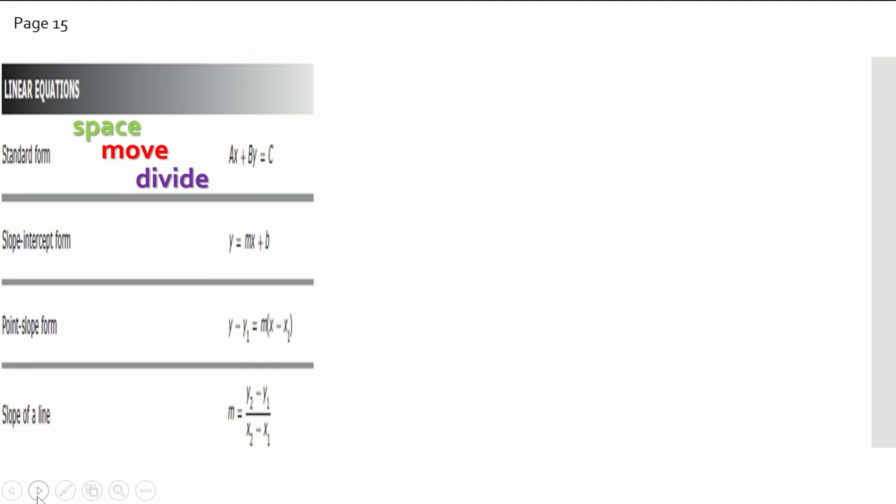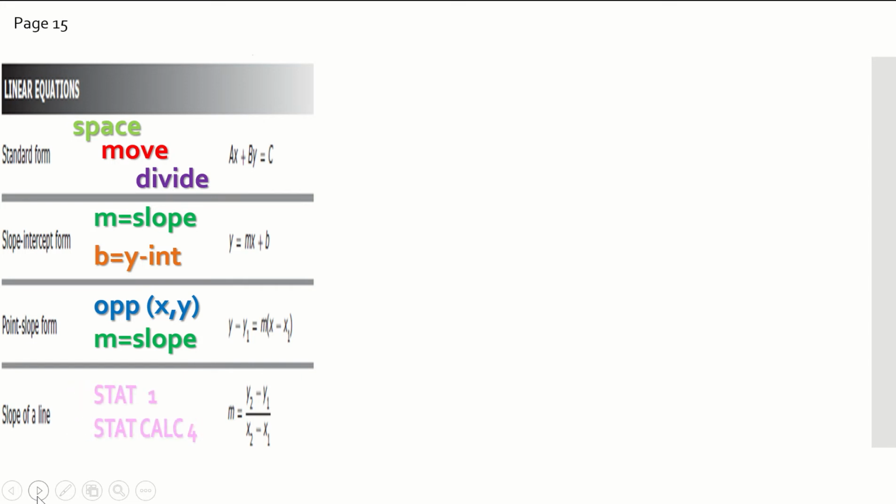Slope-intercept form, y equals mx plus b, we always start at b and go m. So our b is our y-intercept and our m is our slope. Point-slope form, where (x1, y1) is the point, and we always think opposite of those two values that are given, the opposite of the x and y, and m again is our slope.